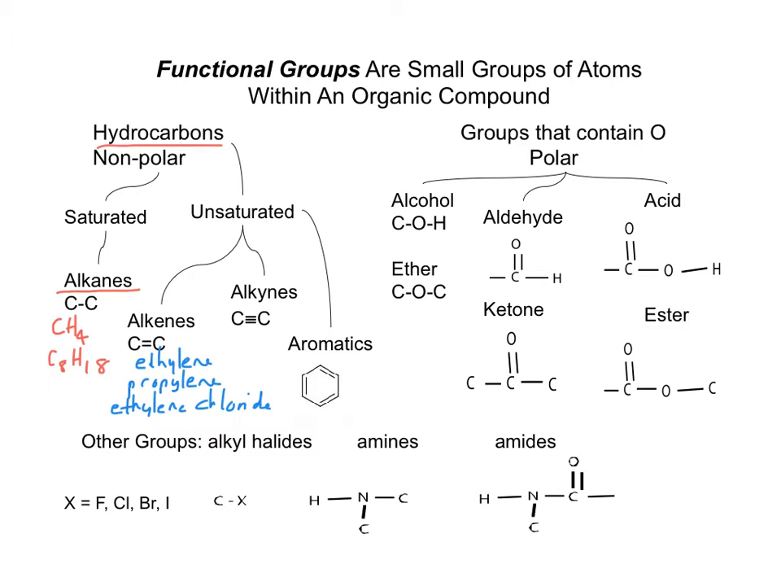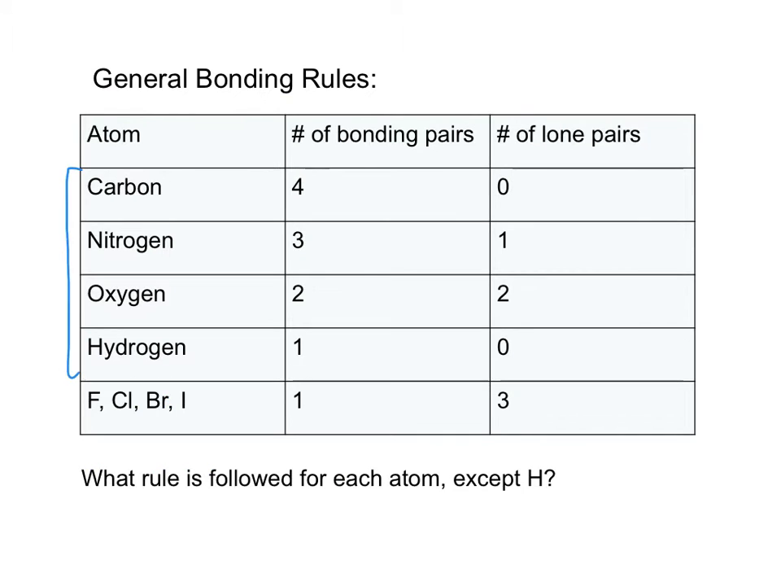The hydrocarbons are nonpolar compounds. The functional groups that contain oxygen are polar groups. Ethanol is an alcohol, acetone is a ketone, and acetic acid is an acid. These elements are found in most compounds, so stop the video and review those general bonding rules. What rule is followed for each atom except for hydrogen?